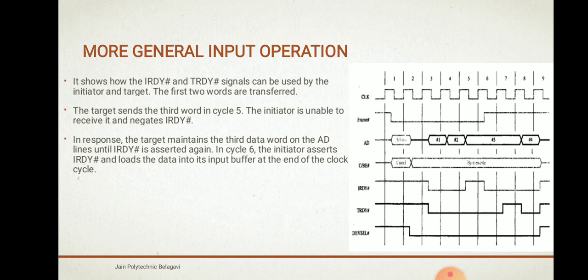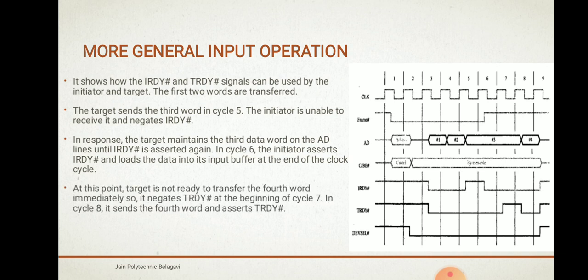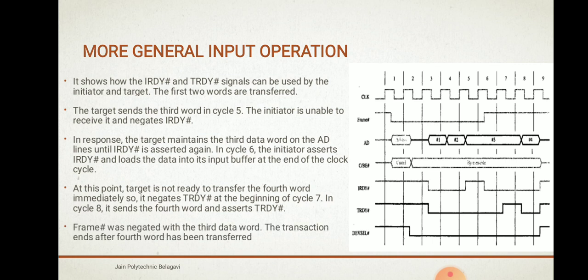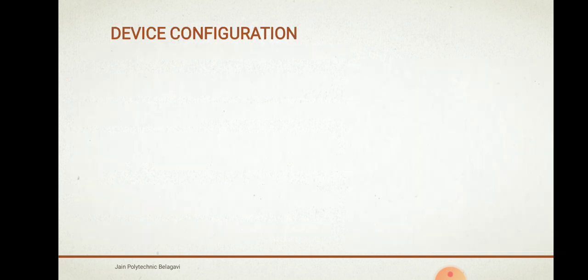Now in cycle 6, you can see here, the initiator asserts IRDY again and loads the data into the input buffer at the end of the clock cycle. At this point, the target is not ready to transfer the fourth word immediately, so it negates TRDY. In cycle 8, it sends the fourth data word and asserts TRDY. FRAME# was negated with the third data word, so the transaction ends after the fourth data word has been transferred.